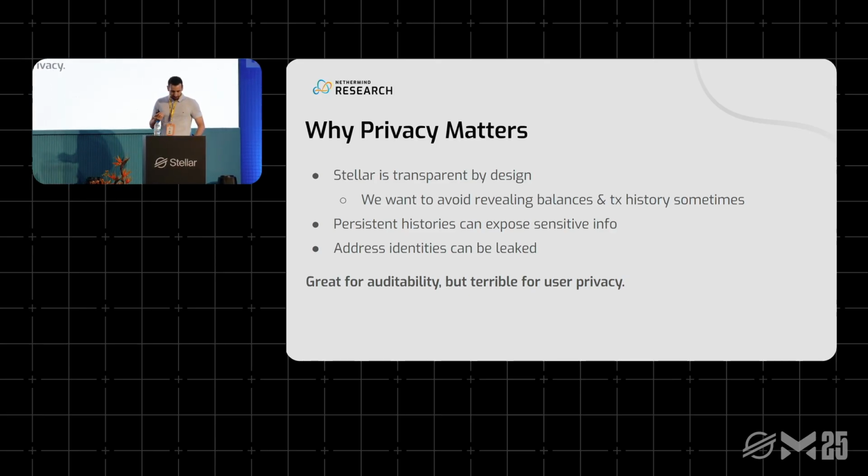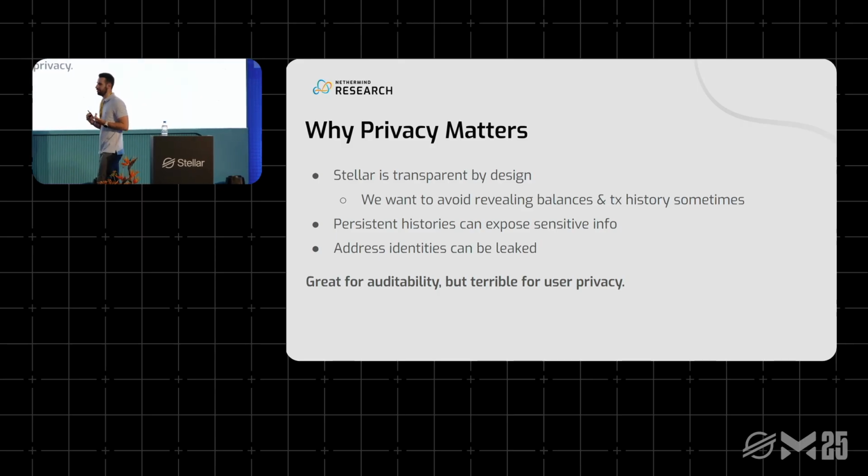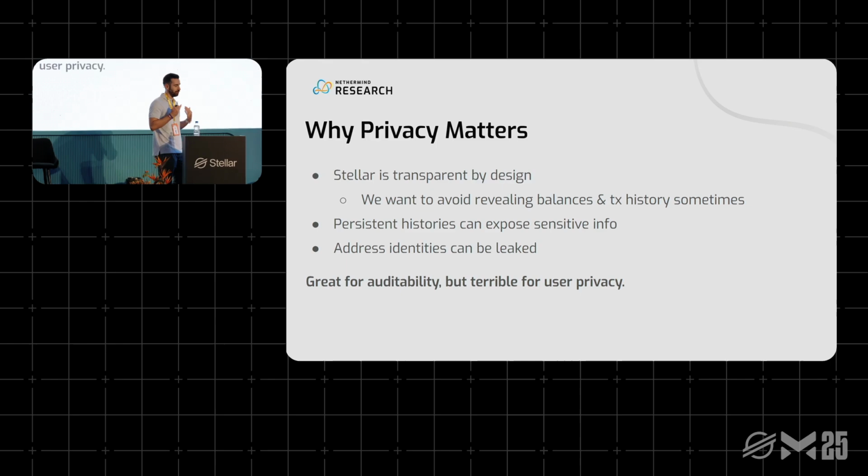Stellar has done some impressive work in keeping a good uptime all the time and having some small transaction fees. But they need to also solve the privacy problem in order to onboard new users. And that's how we're going to help them. So the bottom line is it's great for usability, but terrible for user privacy. So the strengths of openness create this problem.